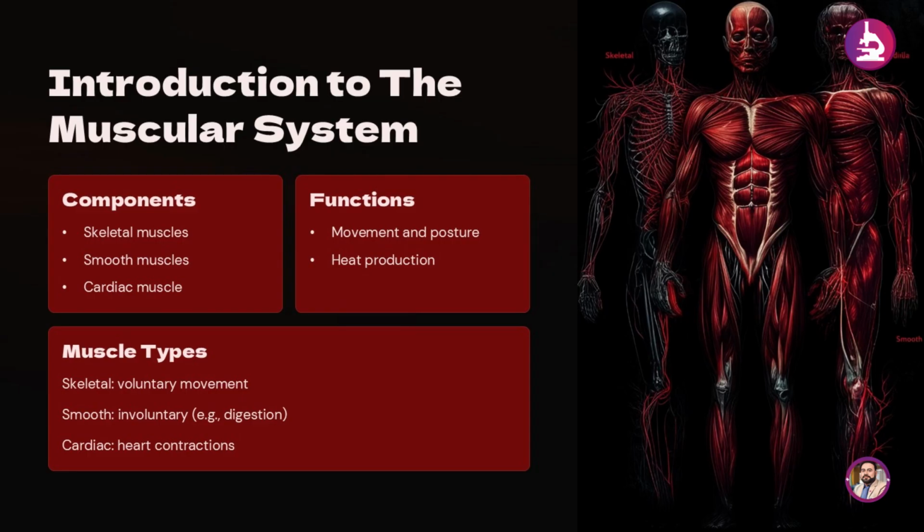Introduction to the muscular system. The muscular system is the body's engine for movement, stability, and heat production, composed of specialized tissues that contract to generate force.